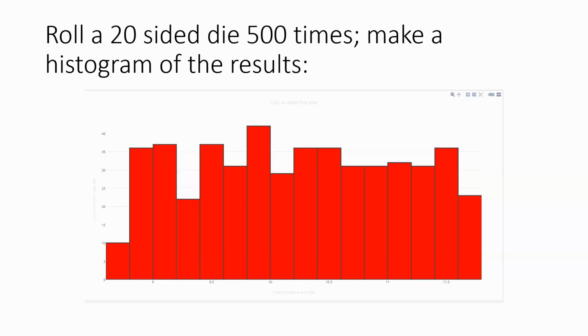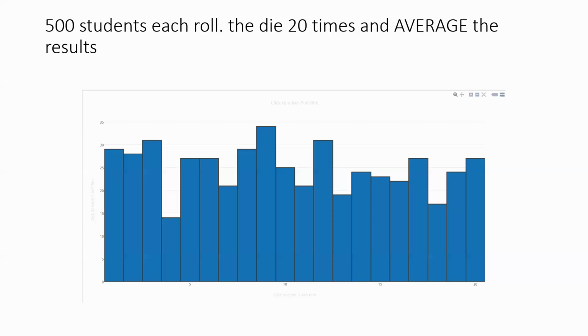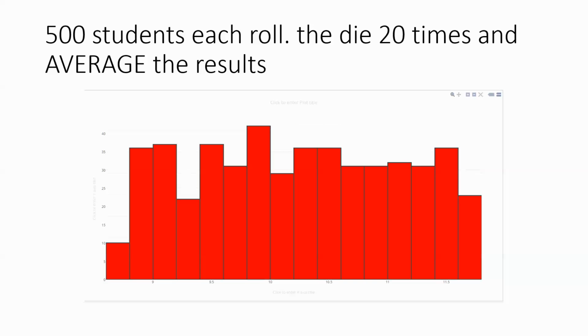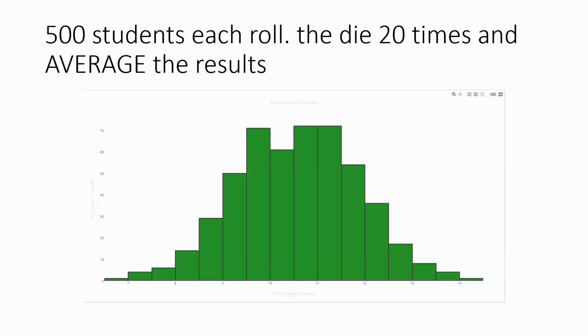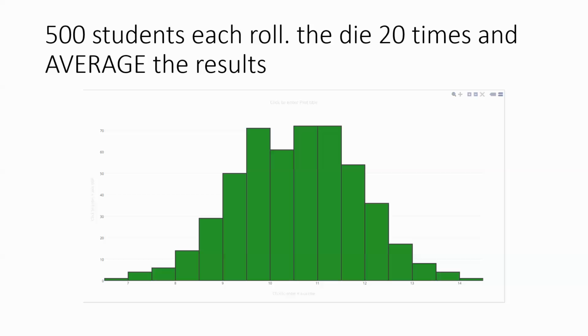Now, though, what if you do something else? We're going to change the experiment. We have 500 students, so we're still going to get 500 data points. But this time, each student rolls the die 20 times and averages the results. So each student rolls the die 20 times, takes the average, and that's what we report, and we record those 500 numbers in a histogram. Does it look like blue, green, or red? Well, this time it turns out it looks green.